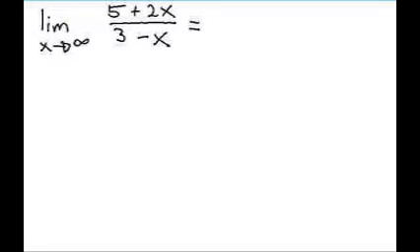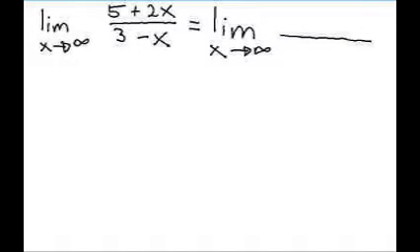So here we have a rational function, a polynomial divided by a polynomial. The best thing to do in these cases, whenever you're dealing with a rational function, is to use a trick, namely to divide through top and bottom of the fraction by the highest power of x that is present anywhere in the fraction. In this case that's an x, so we end up with 5 over x plus 2x over x.